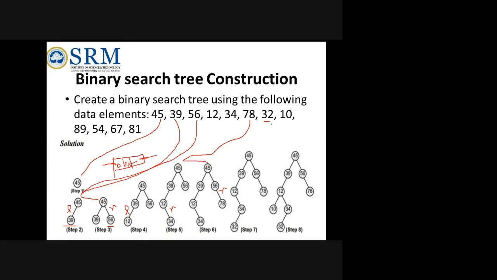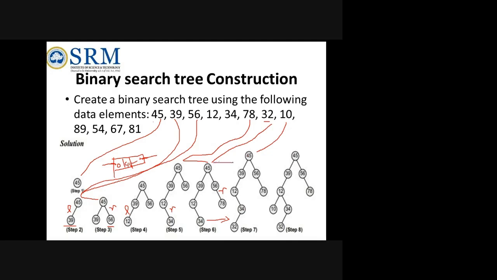Similarly, 32 will be compared from here. 32 is compared with 45. It is lesser, so it will come to 39. Again it is lesser. It will come to 12. But when you compare to 12, it is greater. So it should come on the right side. But on the right side, a node is already there, 34. So it will compare with 34. When it compares with 34, it knows that 32 is lesser. So 32 will be placed on the left side of 34. Now 10 comes.